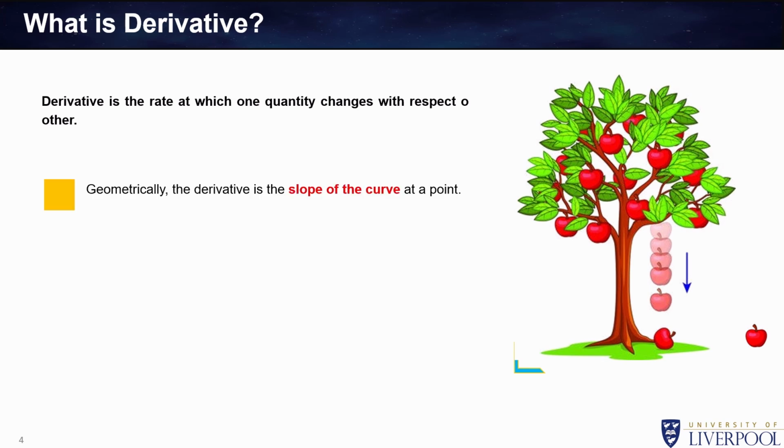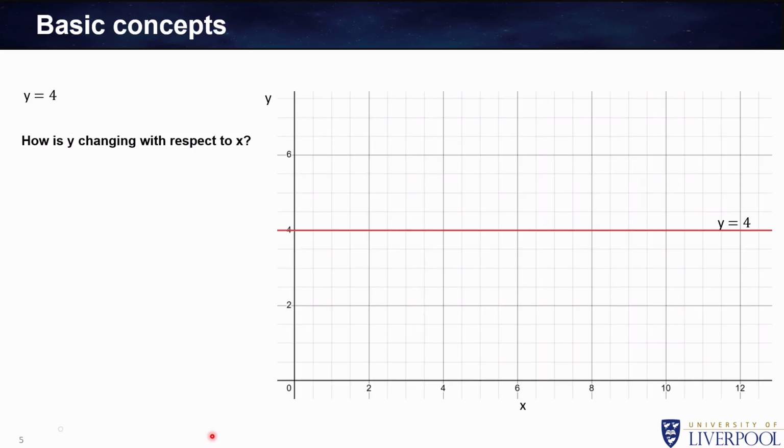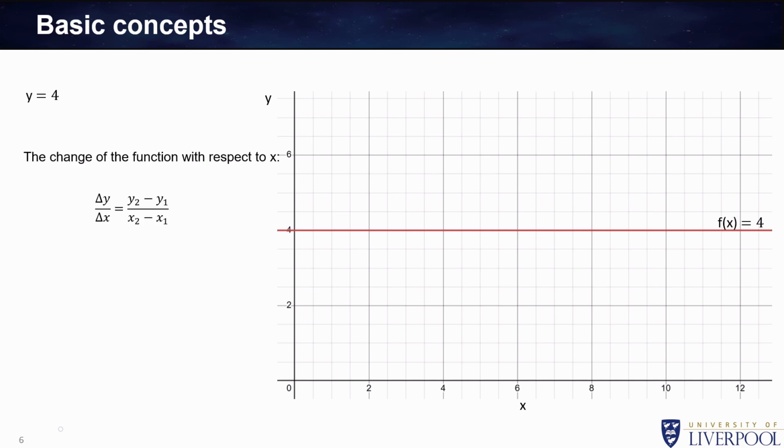Geometrically, derivative is the slope of the curve at a point, and the process of finding the derivative is called differentiation. Let's take an example. How would you say this function is changing over time? You'd probably say it doesn't change, which is correct. But mathematically, how do we describe that? In order for us to define it mathematically, we would need the slope under the curve, which is given by delta y over delta x. Replacing the values at 2 points, we would have our answer as equal to 0.